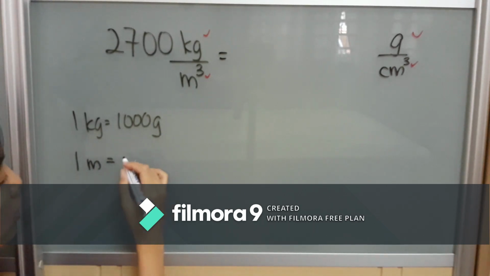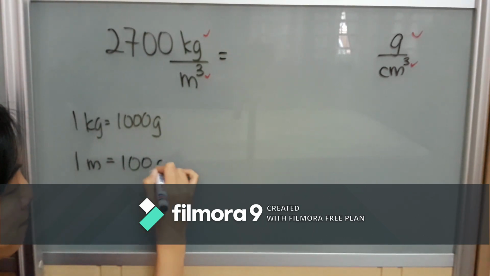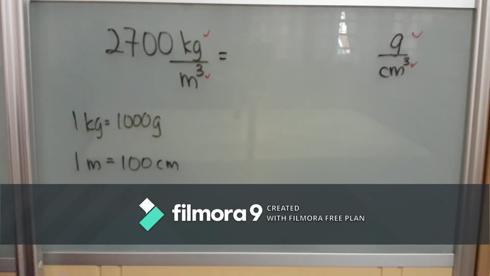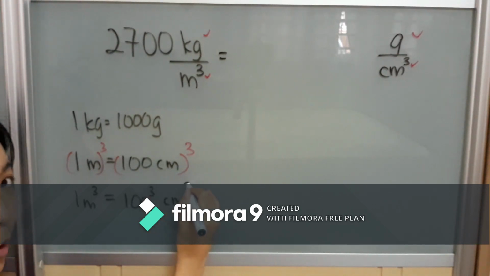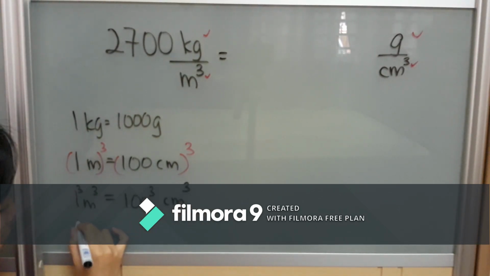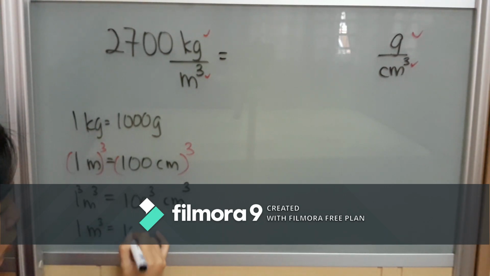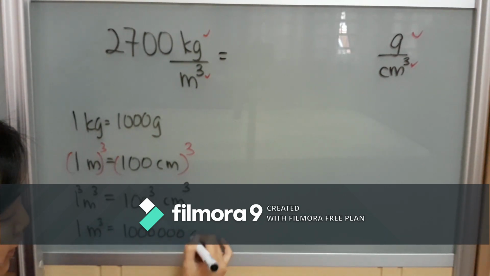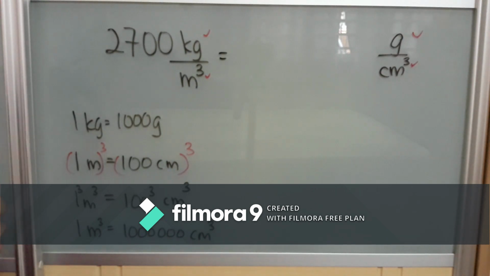1 meter equals 100 cm. I'm going to cube them, cube the left, cube the right, and then I'll bring them in. So I'll have 1 meter cube equals 100 cube cm cube, which is 1 meter cube equals 1 million cm cube. With this, I can solve this now.